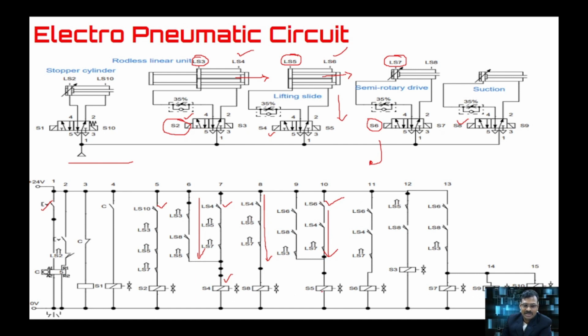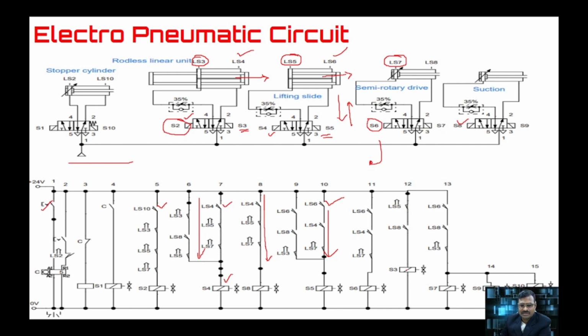Then it has to go back. The suction cup is already on. Once it has reached the extended position, that means the object will be picked by the grippers. So it has to go up. That's why when it reaches LS6, it gives signal for S5. So here S5. That means the lifting cylinder is now going up. Once it is going up, it will reach LS5. Yes. Once it has reached LS5, then the lifting slide return has to take place. So LS5 it is reached.